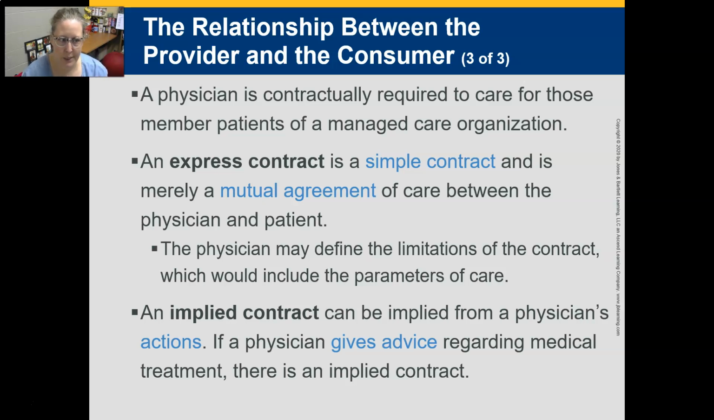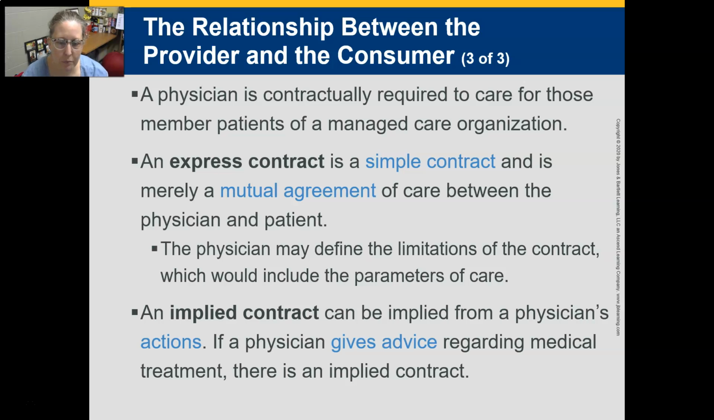The physician can also define the limitations of the contract, which would include the parameters of care. So this could happen, for example, if you have to have surgery. Let's say you have to have gallbladder surgery, and you're going to go see the general surgeon that's going to do this, and you're going to have a contract of care for that procedure, through completion and through discharge. And those will be the parameters of care, and that contract will be limited. And then after you discharge from the care of this surgeon, your care would return back to your primary care provider.